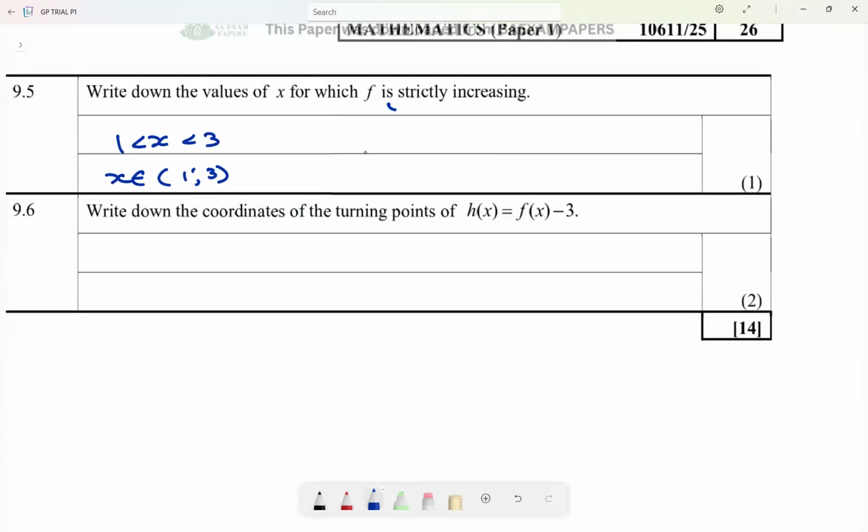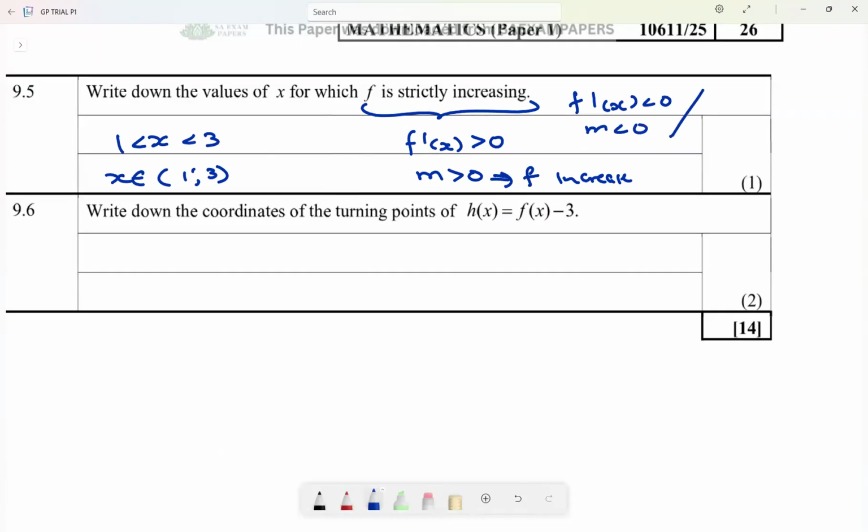Now, this question can be asked differently. An examiner can say, write down the values of x for which the derivative of a function is greater than 0. So f prime of x greater than 0 means the gradient is greater than 0, and the gradient is greater than 0 when your function is increasing. Similarly, if the examiner says where the first derivative is less than 0, it means where your gradient is less than 0, it is like this. So it means f is decreasing.